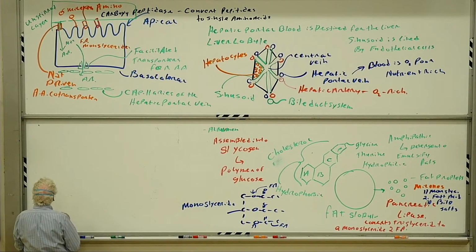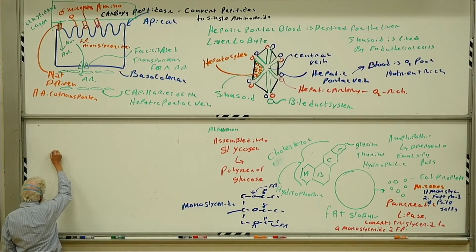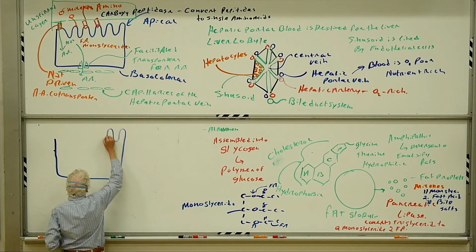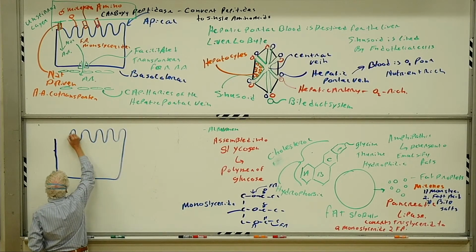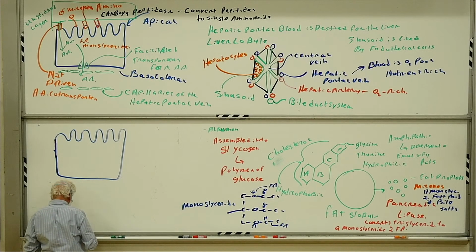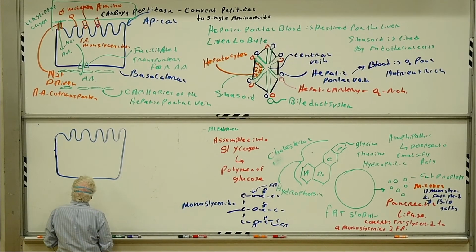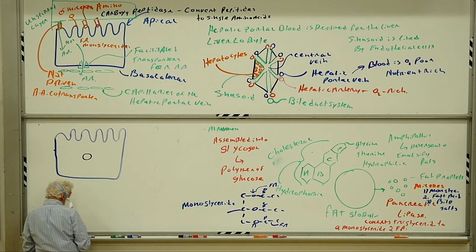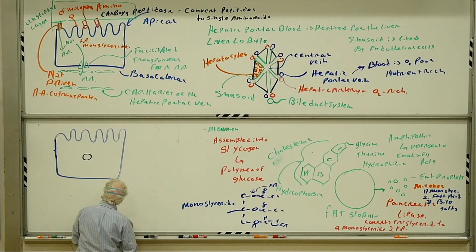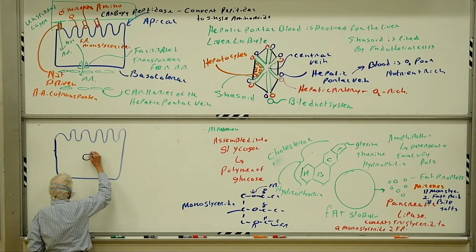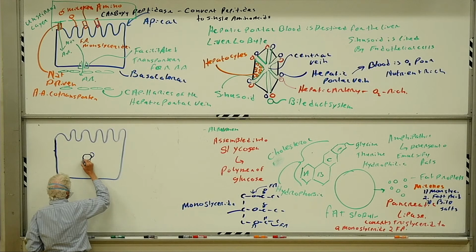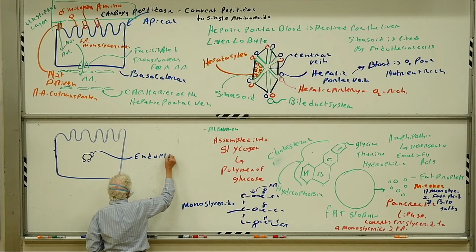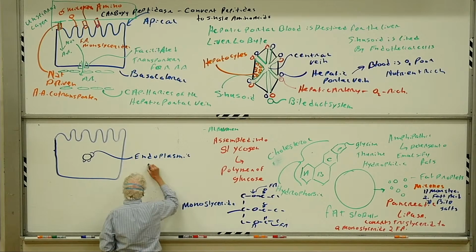But let's imagine this is one of those enterocytes. Here's the brush border, microvilli of the brush border. There's going to be a nucleus in this cell. And as we saw early on, that nucleus is going to be associated with the endoplasmic reticulum. So this is meant to be endoplasmic reticulum.